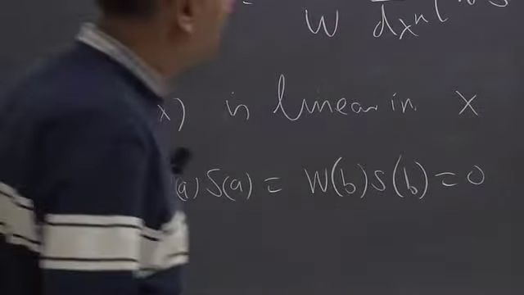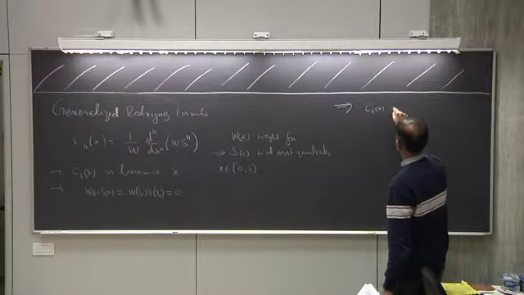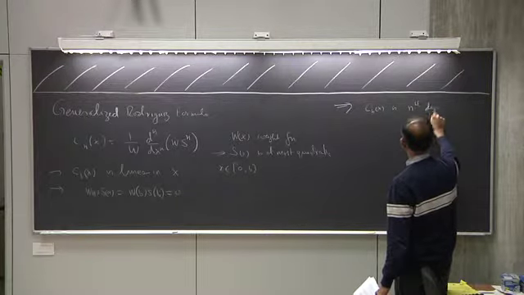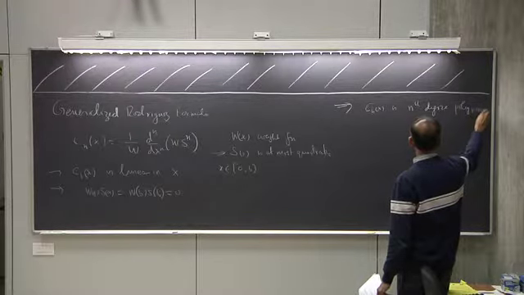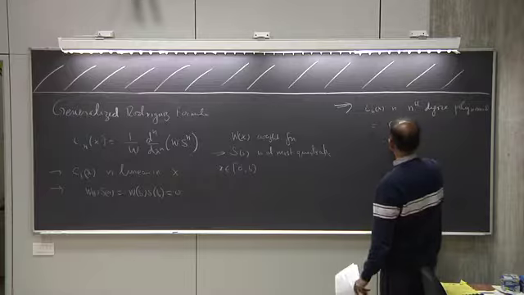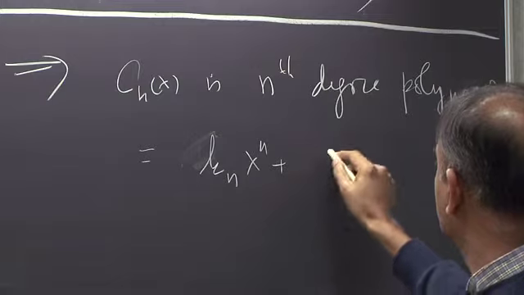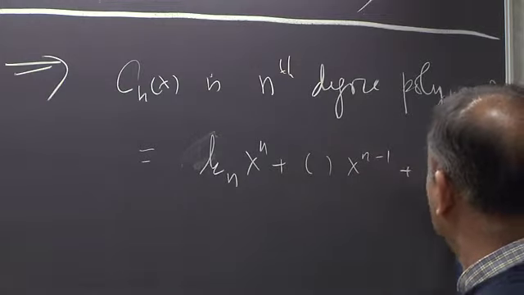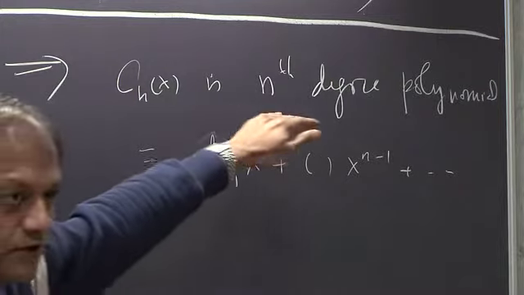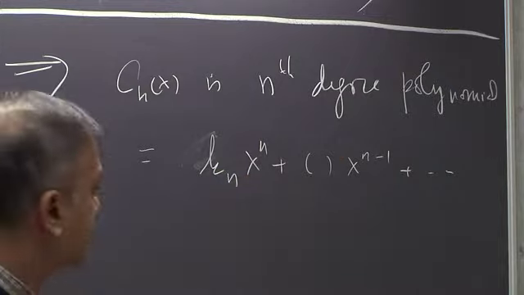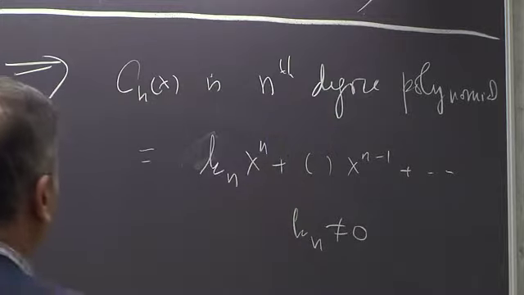And with these conditions, we showed several things. One was that Cn x is an nth degree polynomial. In other words, this was some kn x to the n plus lower terms, plus some coefficient times x to the n minus 1 and so on, where this kn is not 0, right? So this is really an nth degree polynomial, not less than nth degree, exactly nth degree. So this kn is not 0.